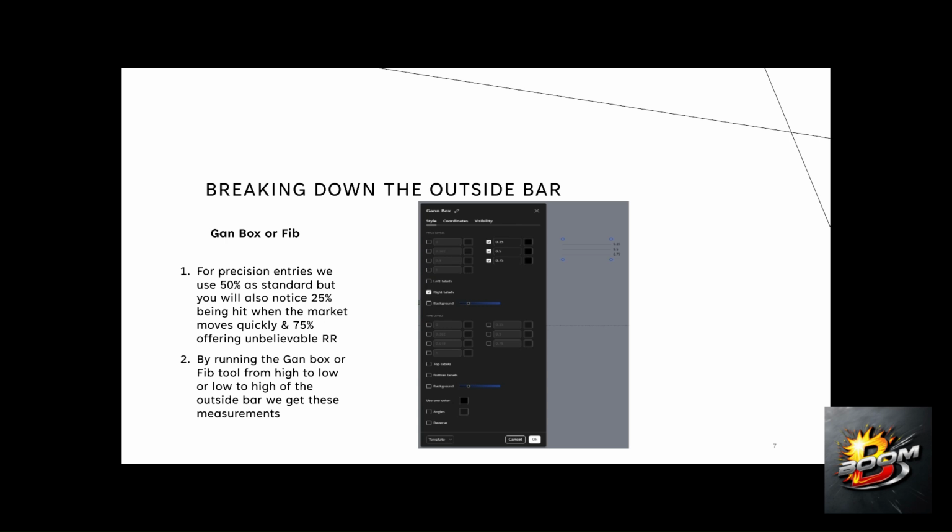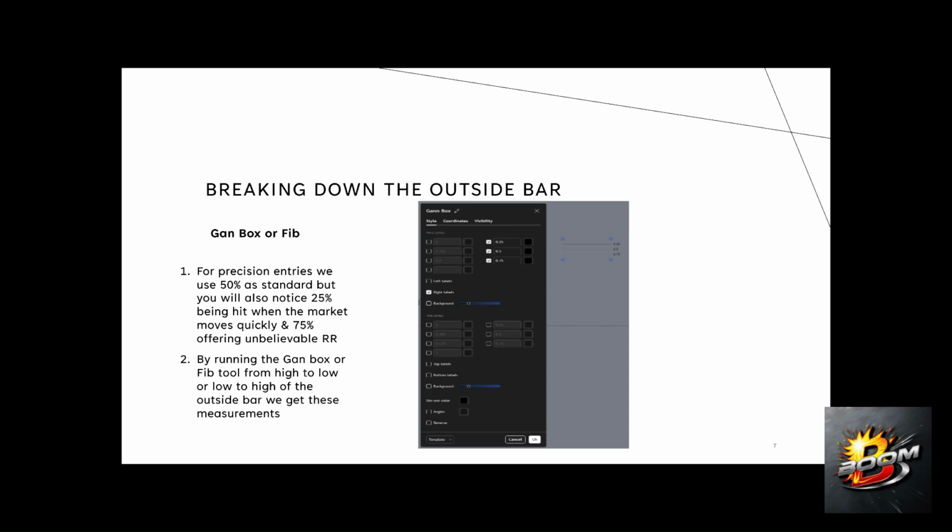So let's get into this real quick about refining the outside bar. This is the biggest part of the outside bar, the refinement into these levels. So real quick, I like to use a gam box. It's just very simple, very easy to use. You can use a fib, it'll be the same levels. So I like to use a gam box, and what I use is 0.25, 0.5, 50% of course is standard, and 0.75. Through my years of working with this model, these are the most precise refinements to enter off of with this outside bar model.